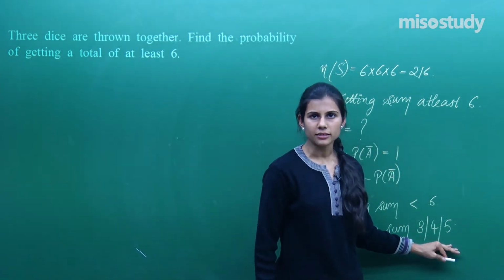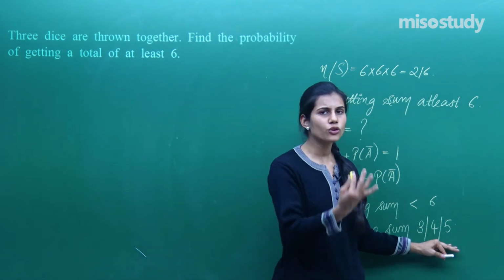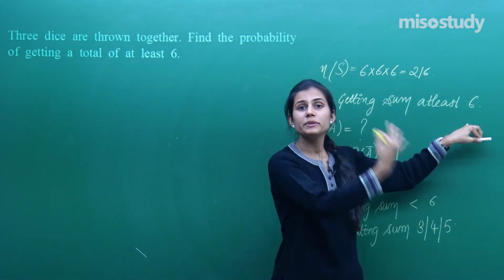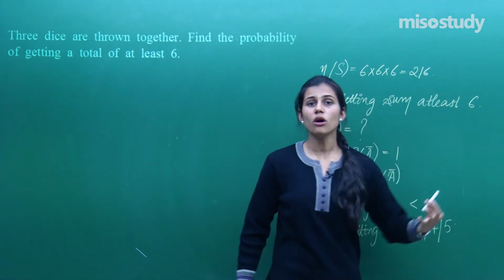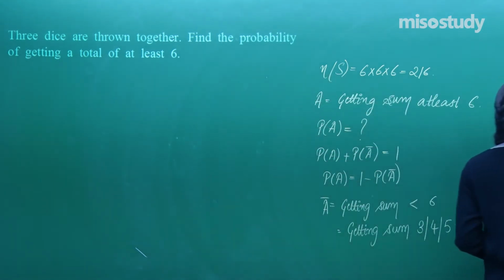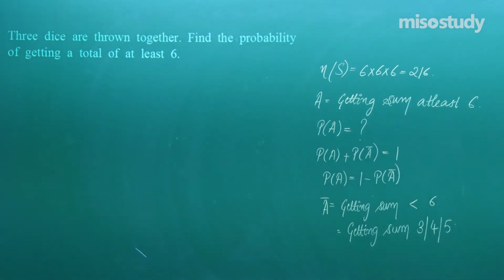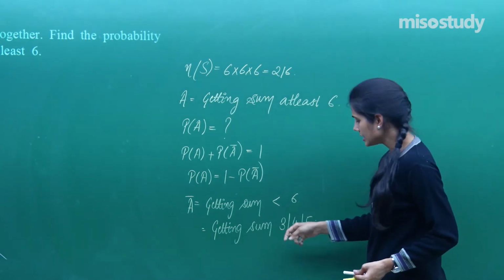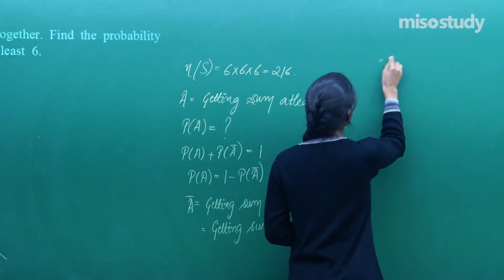This is a finite thing. Either the sum is 3, or the sum is 4, or the sum is 5. But when I talk about at least 6, it would be 6, 7, 8, 9, 10 and so on. Fine. So it's better to proceed in this fashion. Now what all do you think are the possible outcomes which can get me sum as 3, sum as 4, sum as 5? Let's see.